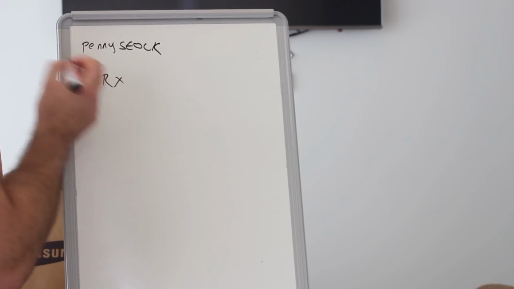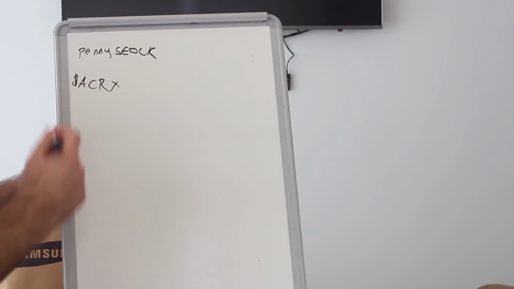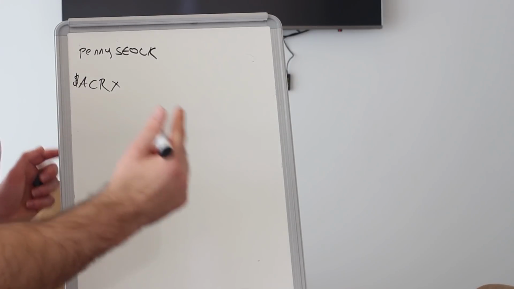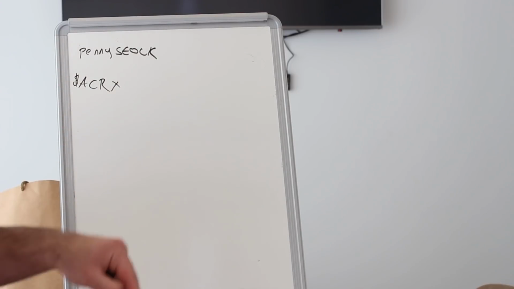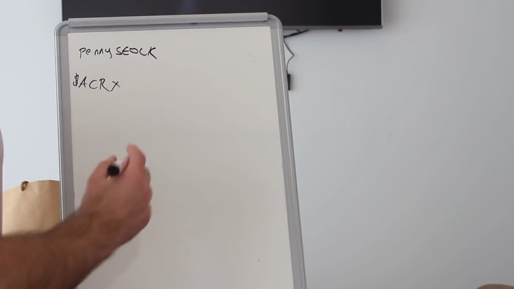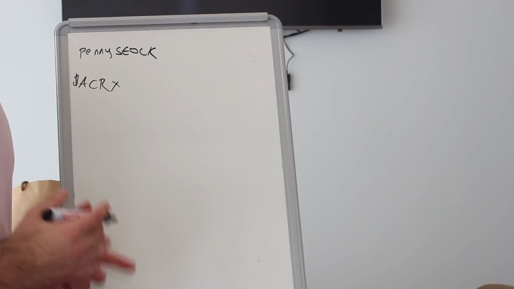What influences ACRX to go up in value? Something called a catalyst. What is a catalyst? A catalyst is something that will influence the stock to either shoot up in value or downwards in value. In this case, it's the result.